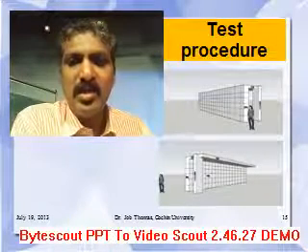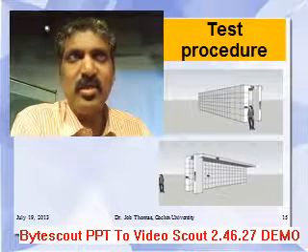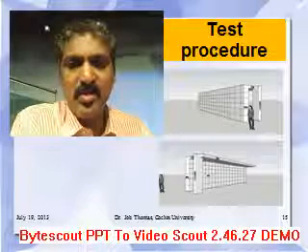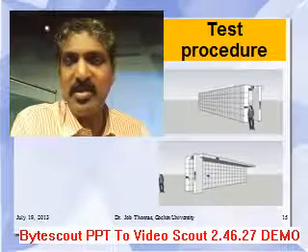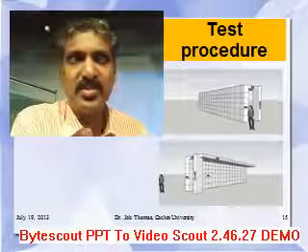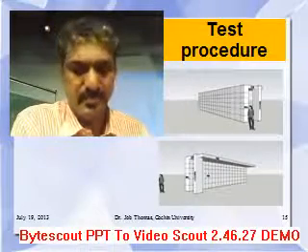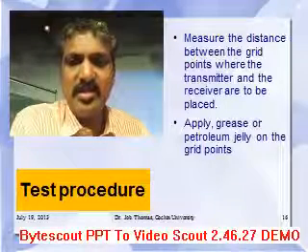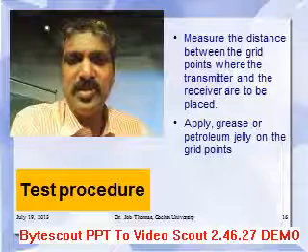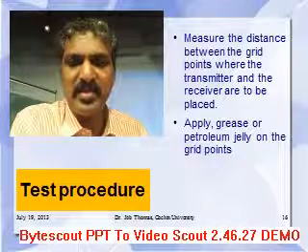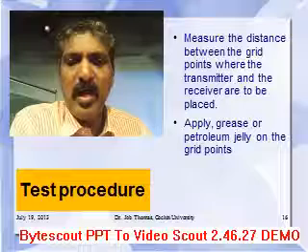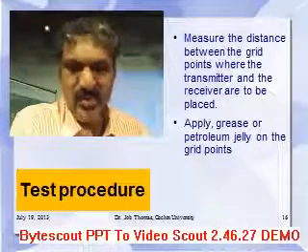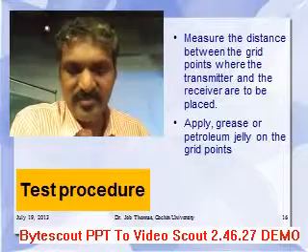You can see that the entire structure is being divided into grids of size 300 by 300 mm on both faces where the testing is to be done. And measure the distance between the grid points where the transmitter and the receiver are to be placed. Then apply grease or petroleum jelly on the grid points so that the probes will get a better contact on the surface.